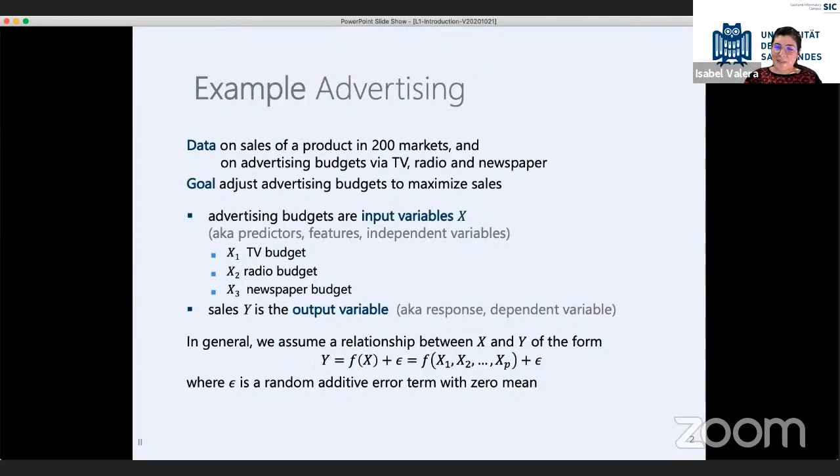Basically, we are going to assume that the relationship between the input features and the output is modeled of this form, where we say that the output variable is a function of the input features plus some additive noise. We assume that this additive noise has zero mean, which means that the expected value of Y is f of X.